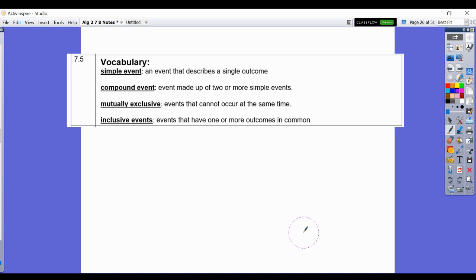Okay, so this is Algebra 2, Lesson 7-5. We're going to start off with a little vocabulary this time, some different words that we're going to use, and you need to be able to distinguish between them so you can solve the problems correctly.